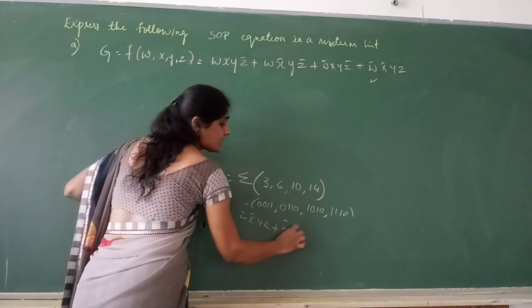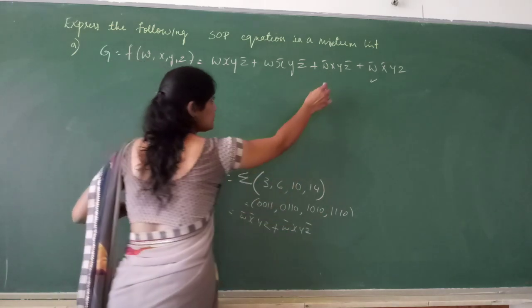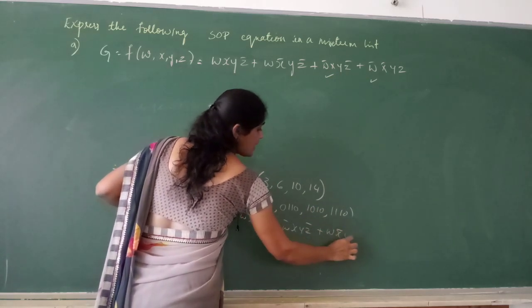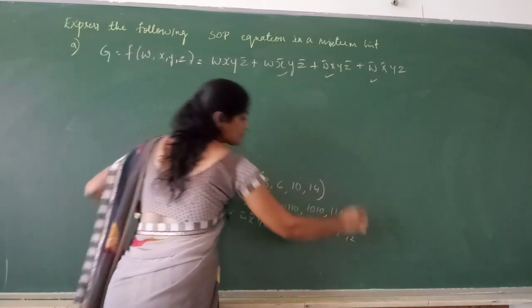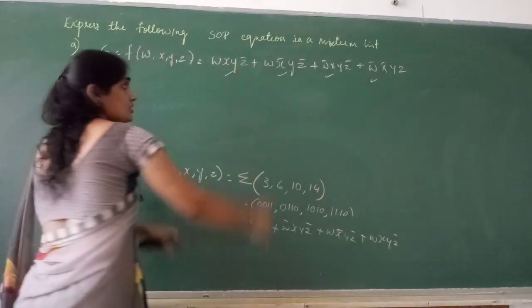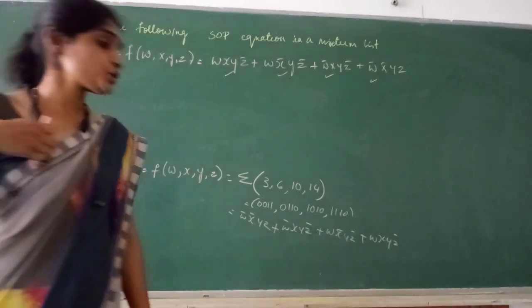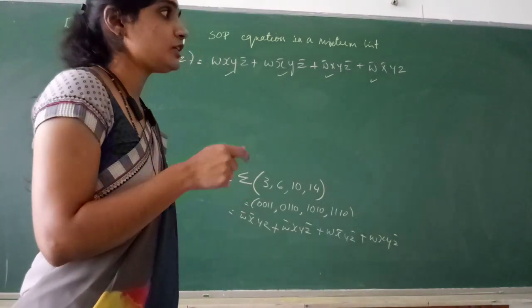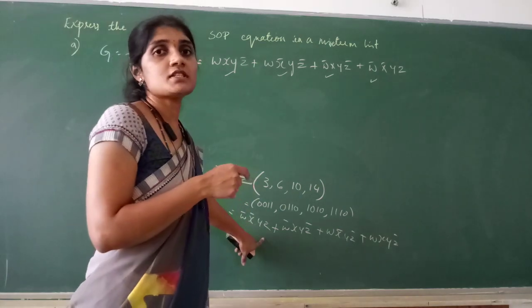W bar x y z bar, this term. Plus w x bar y z bar. Plus w x y z bar. So if I give you the SOP, you should be able to write the mean terms. If I give you the mean terms, you should be able to write the SOP equation for the same.